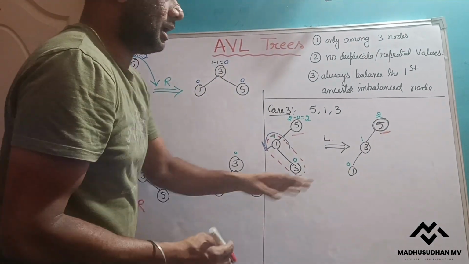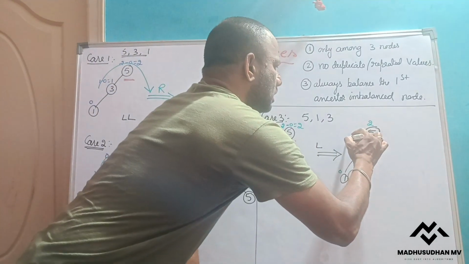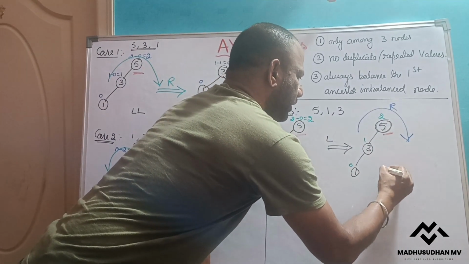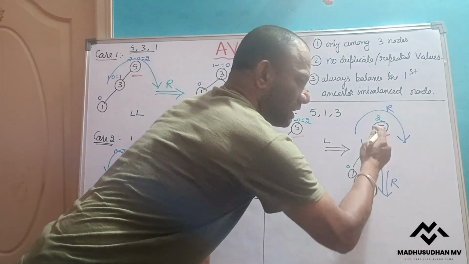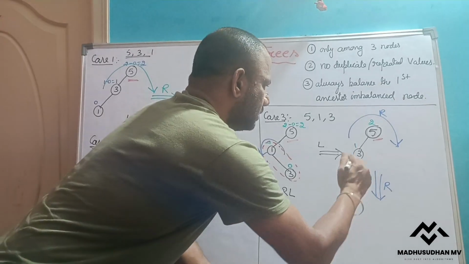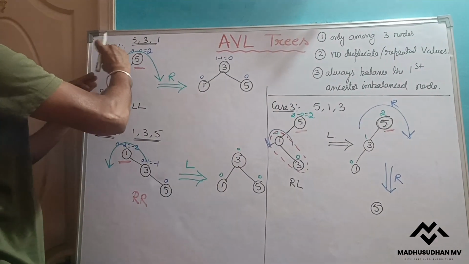Now again here, left to left. So you do right. Now what will I do here? Right rotation. So if I do a right rotation again here, then what I got is 5. See, right rotation, same in this case.